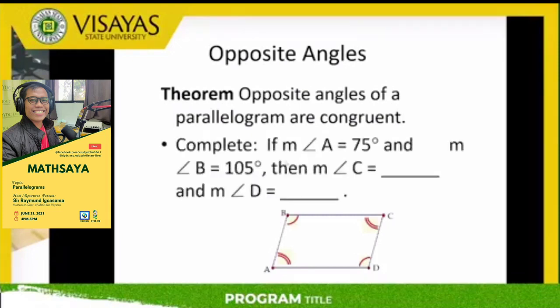So if your angle A is 75 and angle B is 105, then the corresponding opposite angles of these two angles are also equal to 75 and 105 respectively. If angle A is 75, then the opposite angle of angle A is C, so angle C is also 75. And if angle B is 105 degrees, then the opposite angle of angle B is angle D. Then angle D also has 105 degrees, right? So I hope that you can still follow our discussion here.